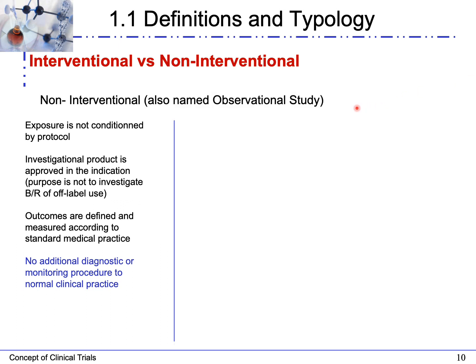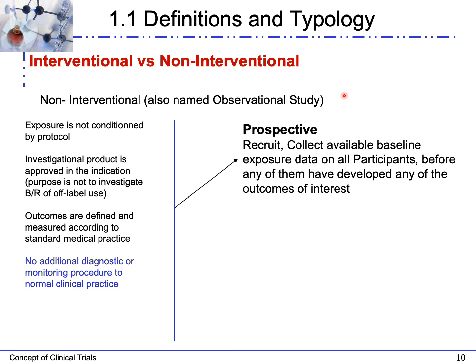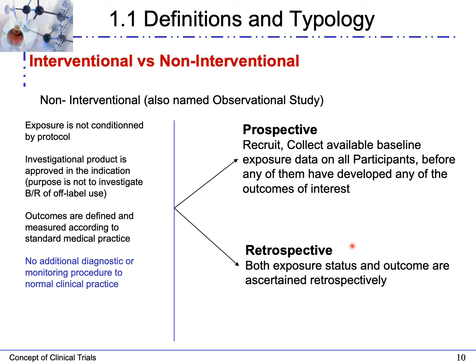A synonym to non-interventional study is the term observational study, which is commonly used in epidemiology. When referring to those non-interventional studies, there are two subtypes of studies. The first one is prospective non-interventional studies, and the second one is retrospective non-interventional studies.